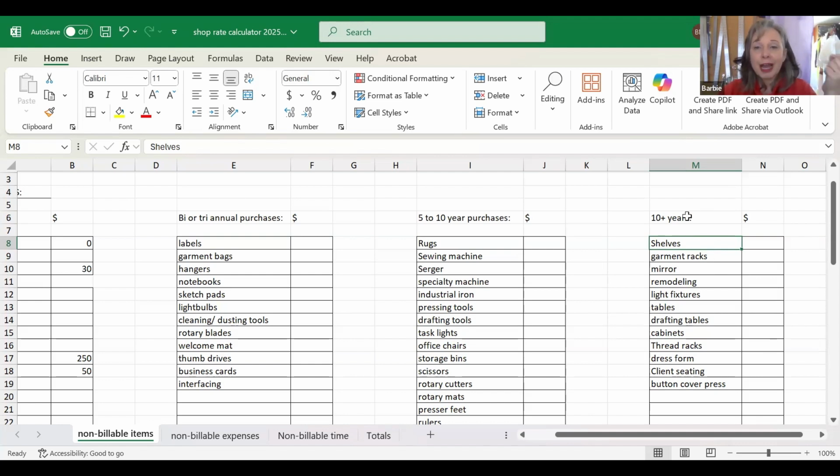So it's nice to have a time limit on them. And what that does, it will give you an allowance to buy new shelves or more shelves every 10 or so years in case you need them, to hold fabric. Garment racks, your mirror. Again, my mirror, I have a big 3-way mirror.